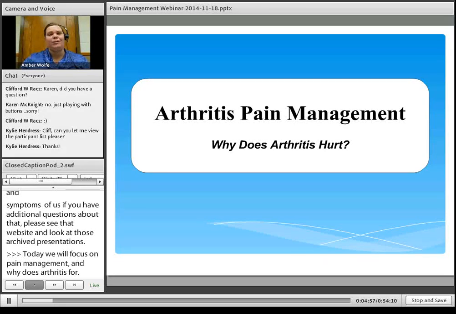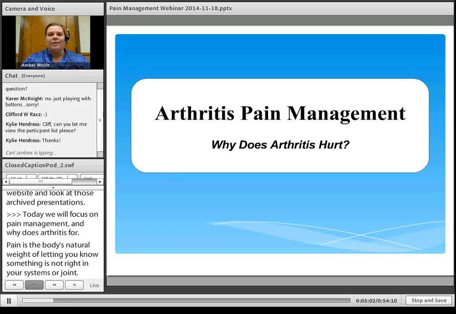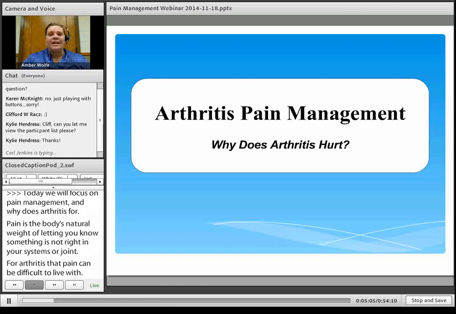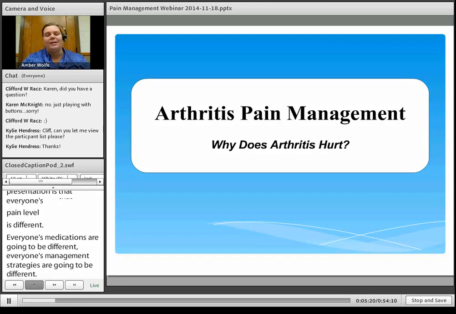Just like there's several forms of arthritis, there's also different forms of pain. One thing to remember throughout this presentation is that everyone's pain levels are different. Everyone's medications are going to be different. Everyone's management strategies are going to be different. So please know that these are simply suggestions, and some of them will need to be spoken about with a doctor or healthcare physician before you attempt any of these pain management techniques.